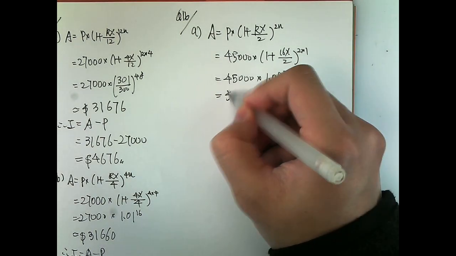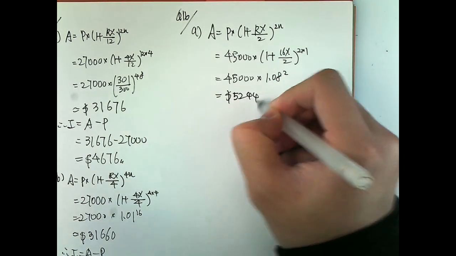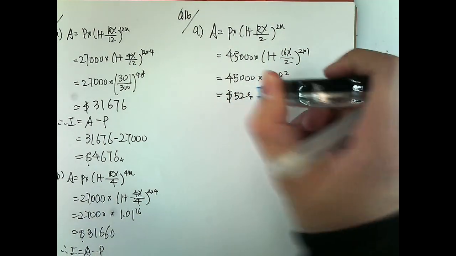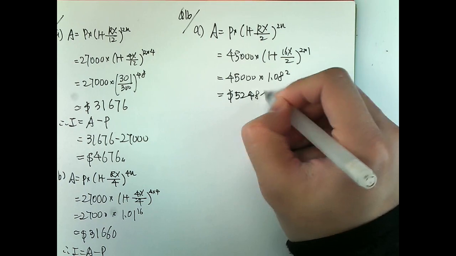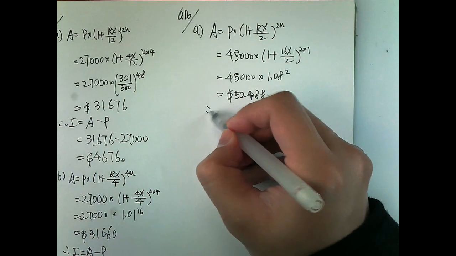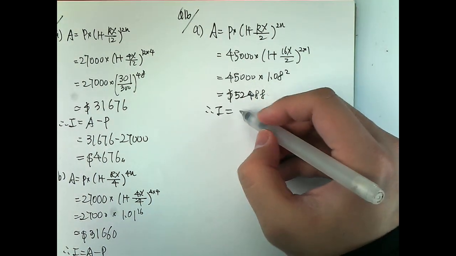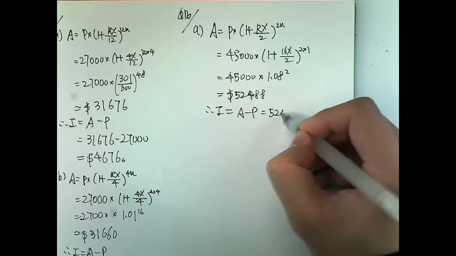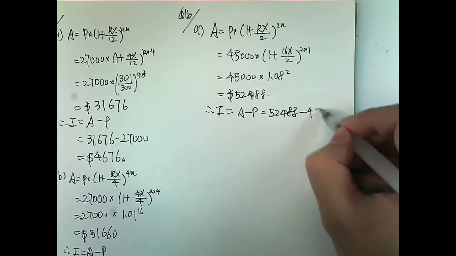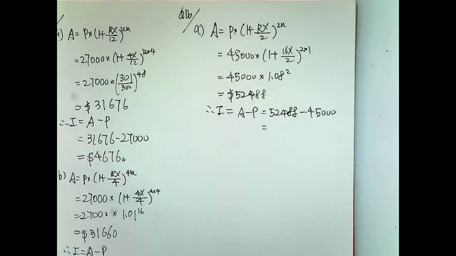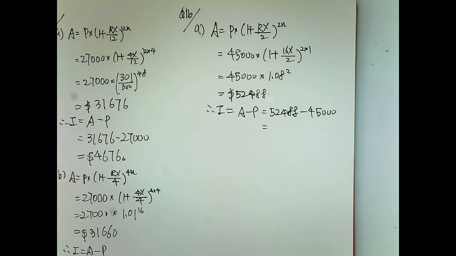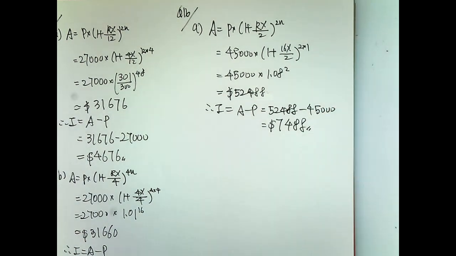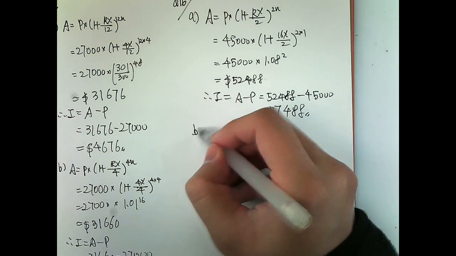So here, 52488. Okay? So you can calculate the I, because you have to find the I. Understand? Okay. So the interest is 7488. Okay. So go to B.